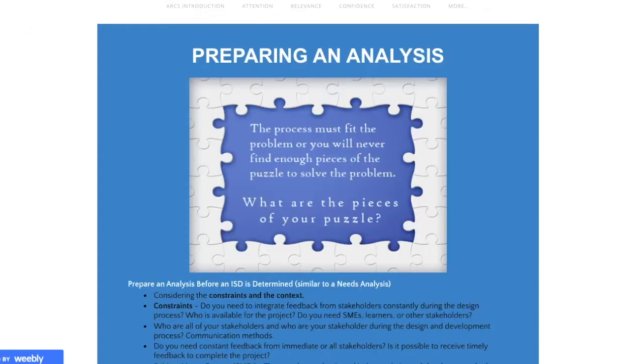You will need to prepare an analysis to choose a process. The process must fit the problem, or you'll never find enough pieces of the puzzle to solve the problem. What are the pieces of your puzzle? Consider some of these constraints and the context for your project.